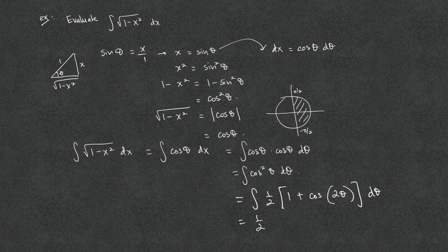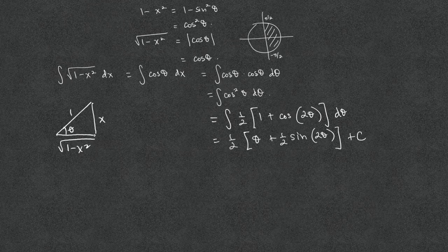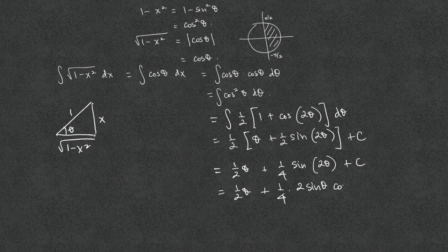The antiderivative is 1/2 times the quantity theta plus 1/2 sine of 2 theta, plus c. We then distribute 1/2 to obtain 1/2 theta plus 1/4 sine of 2 theta plus c. Since sine of 2 theta is 2 sine theta cosine theta, this becomes 1/2 theta plus 1/2 sine theta cosine theta plus c.